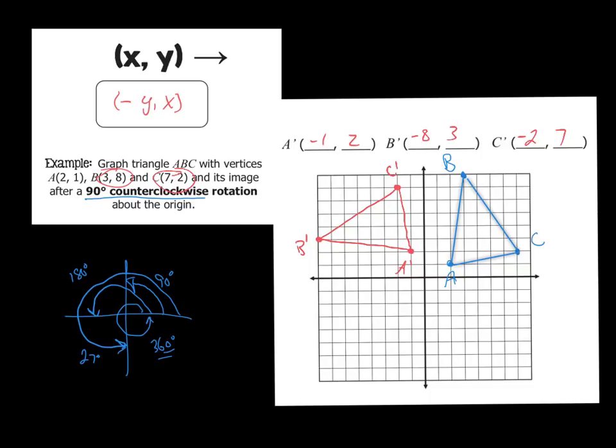Now, one way to do this in class is to trace this onto what we refer to as patty paper and spin it so that you can see the rotation. You can ask me for patty paper in class.